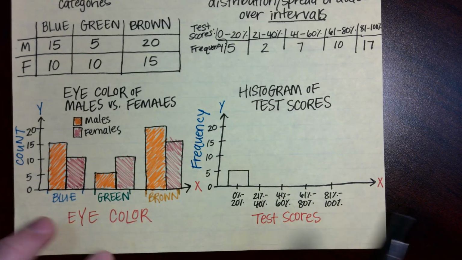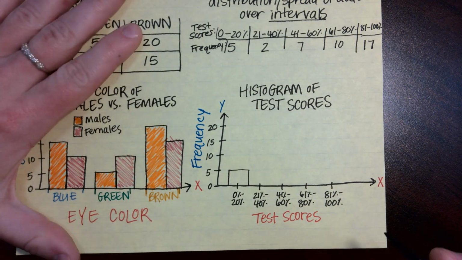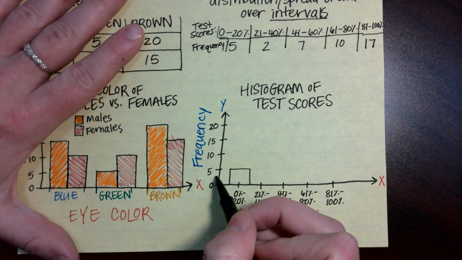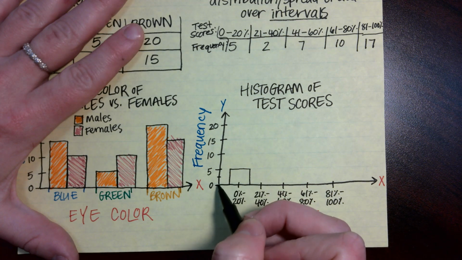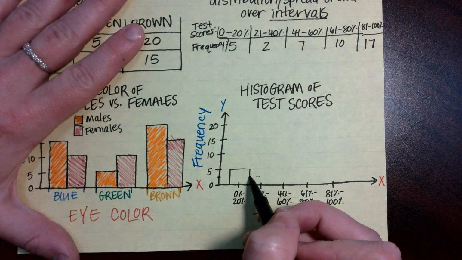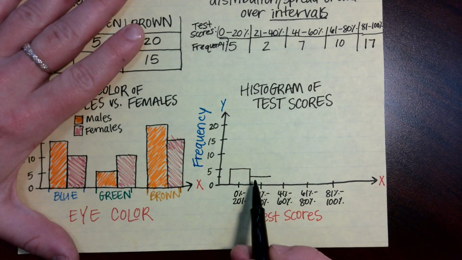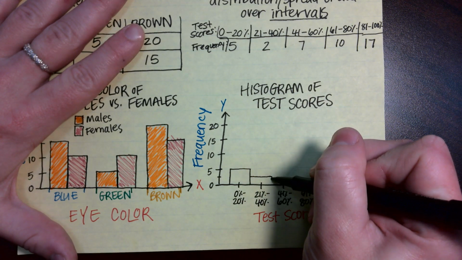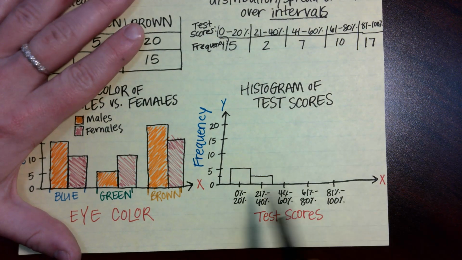Okay, next range we have 21% to 40%. How many got that score? 2. So we are going by 5s here, so we're going to put it somewhere below the midpoint between 0 and 5. So let's go about here-ish. And like I said, we want our bars to touch. So we'll just draw a line right there, and there's our second bar.